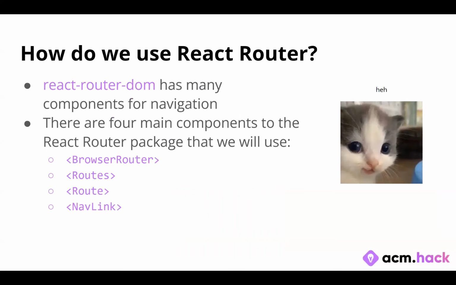Okay, so how do we actually use React Router? React Router DOM has many components for navigation. In our implementation, we've used 4 components: browser router, routes, route, and nav link. Browser router essentially provides the context for all of these to work. You have to have a router in your app. If you don't have one, then you can't use routes or route, or nav link for that matter. Routes defines all your routes. A singular route is one route that you're going to be writing. And a nav link is something that you can use to link to different routes that you've already defined.